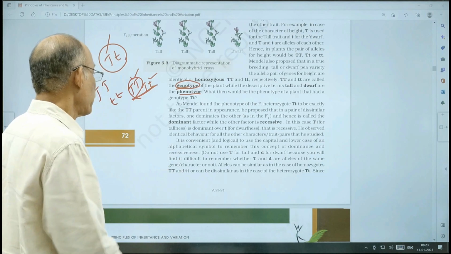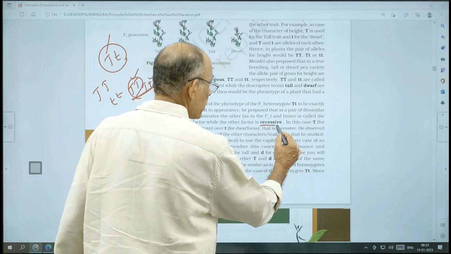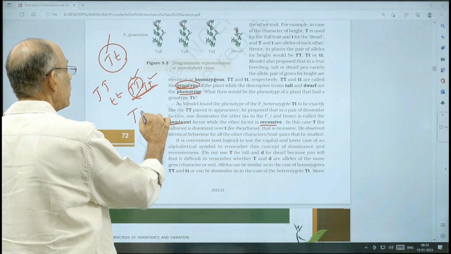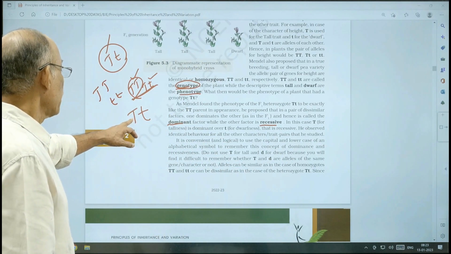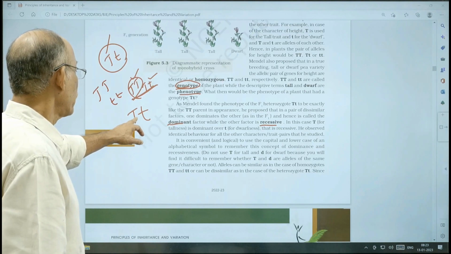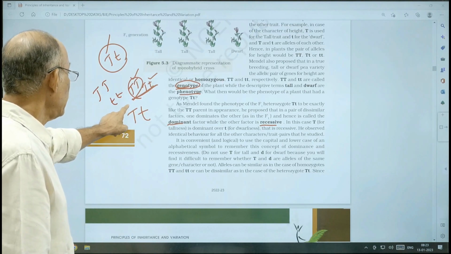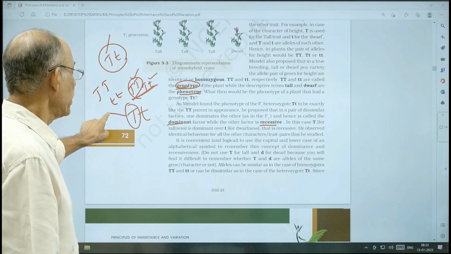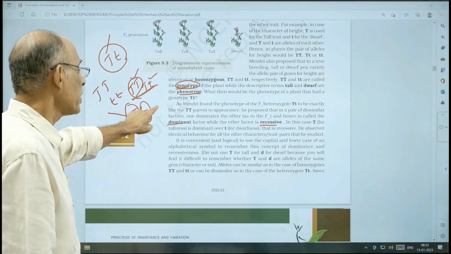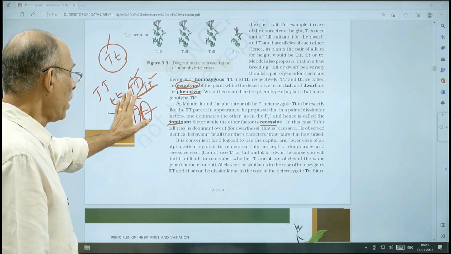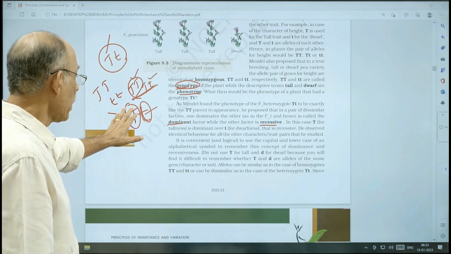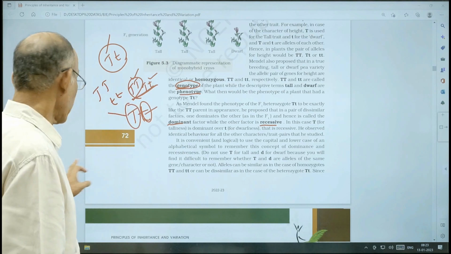Now, what is meant by dominant and recessive? When two different alleles, capital T and small t, are combined in an offspring, one allele dominates over the other. The allele which dominates is known as dominant, and the allele which is suppressed is known as recessive. But these two alleles remain as such in a particular individual, there is no blending, and they will separate during gamete formation.